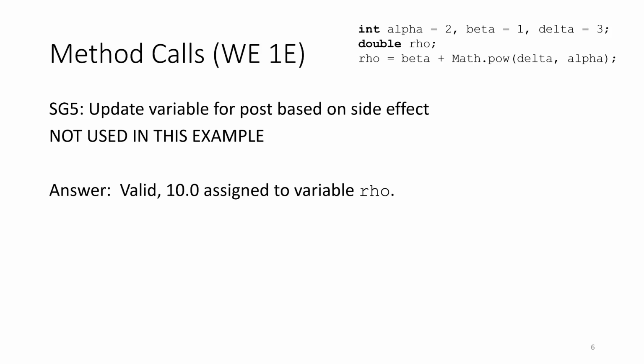So the answer is that the statement is valid and 10.0 is assigned to the variable row. This is the end of this worked example.